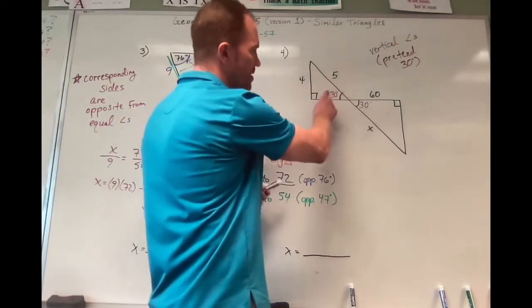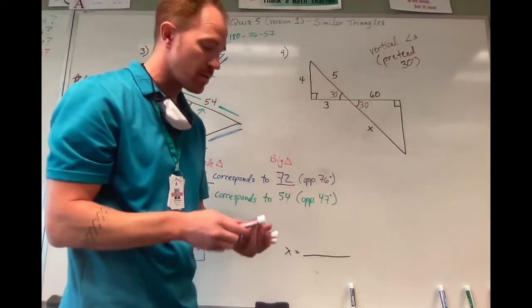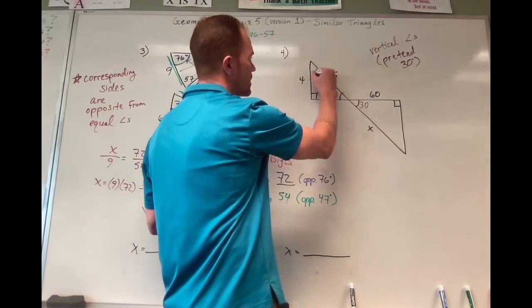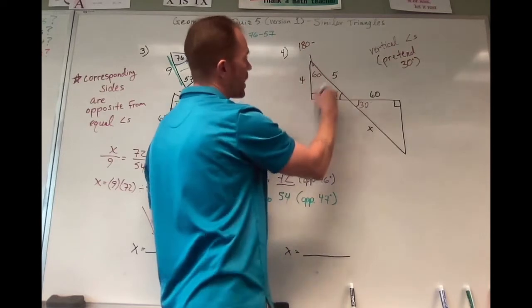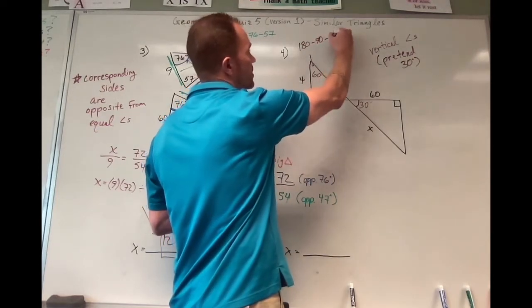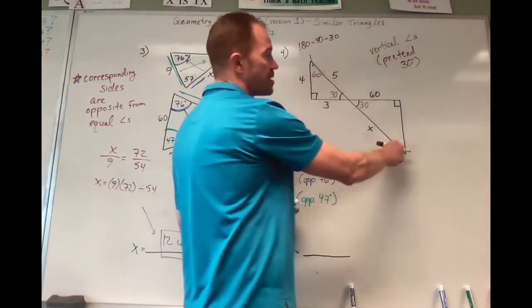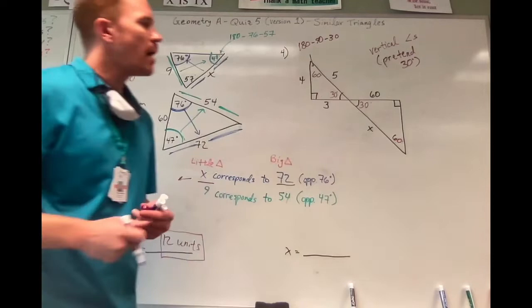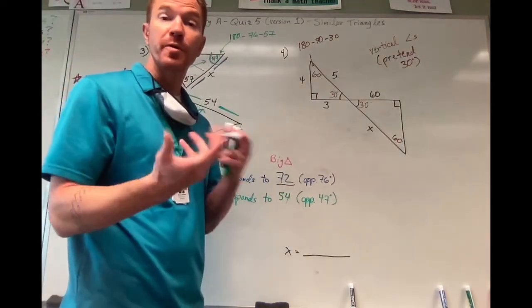Well, it turns out if that's 30 degrees, these two are vertical with each other, so if one is 30, the other's 30. And then your other angles are going to be 60 degrees, because that would be 180 minus the right angle, that's 90, minus the 30 that we're pretending, which gives you 60 degrees there. This would be the same calculation, same result, 60 degrees. So now I can talk about my corresponding sides.